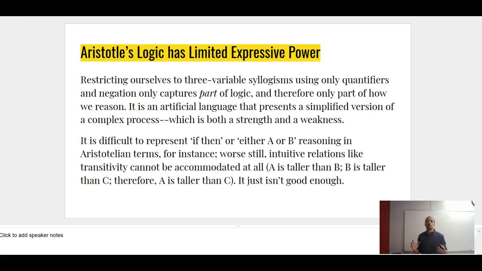Either A or B. The kinds of reasonings we've already seen in the previous videos. It's really difficult to translate these in purely Aristotelian terms. Some of the arguments we've already looked at are basically impossible to translate. Worse still, there's all kinds of really logically intuitive relations, like transitivity, where it's completely unclear how, maybe with a heroic effort, you'd be able to do it. But like if I say A is taller than B, B is taller than C, therefore A is taller than C, there's no real way of representing that in a syllogism. So Aristotle's logic isn't good enough.